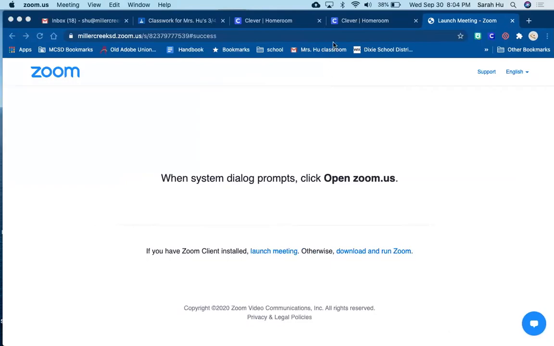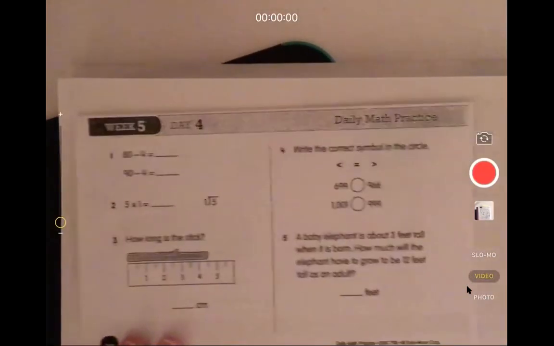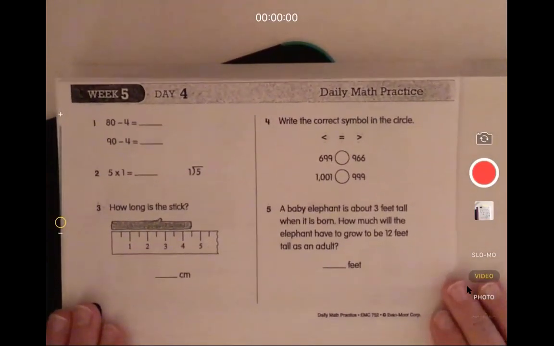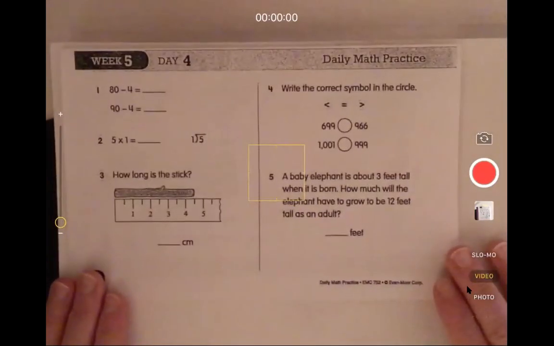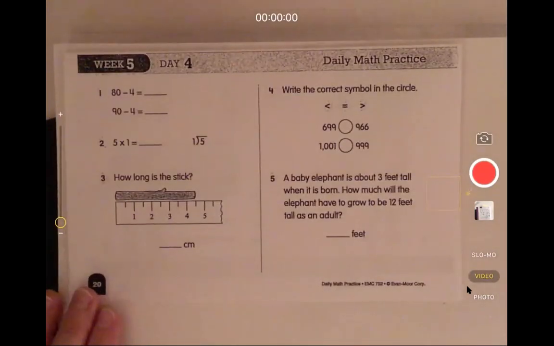Oops, I shared the wrong thing. So sorry. Let's try again. Here we go. Perfect. Let's zoom out a tiny bit. Push it up a little bit. Here we go. Hopefully that's focused in a little bit.